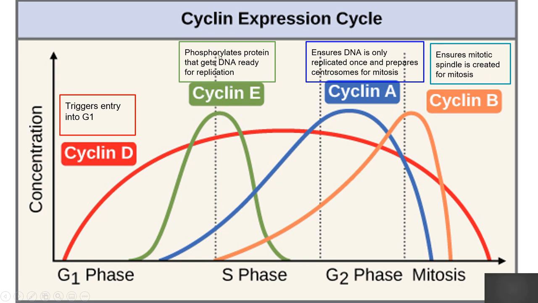So again, cyclin D triggers entry into G1. Cyclin E is what's going to trigger the entry into S phase. It's getting the DNA ready for replication. And then cyclin A is going to actually trigger that DNA replication, and it's cyclin B towards the end of G2 is going to ensure that those mitotic spindles are actually forming.